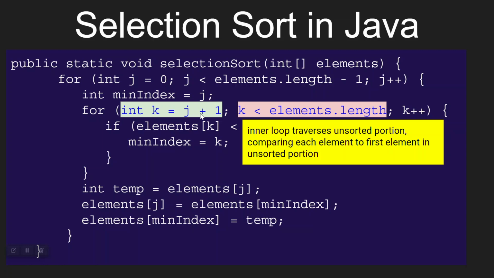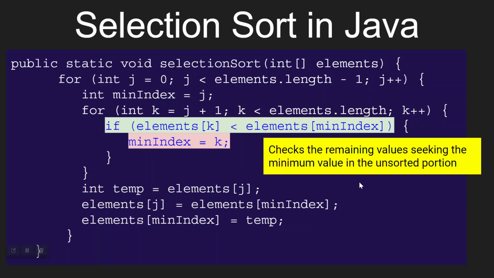So this is what's going to check the rest of the array. Remember, you've got to pay attention to what is your first index, but now you need to loop through the rest of the array. So that's what this loop is doing right here. The inner loop traverses the unsorted portion, comparing each element to the first element in the unsorted portion, which is up here. So now that we're using k to loop through the rest of the array, we're checking if elements at k is less than elements at the minIndex, which again is 0, currently.